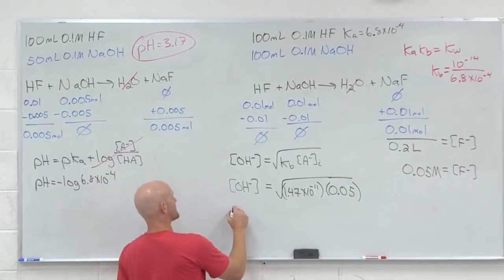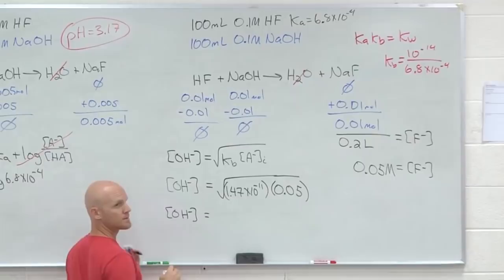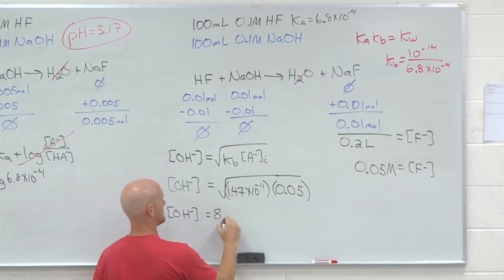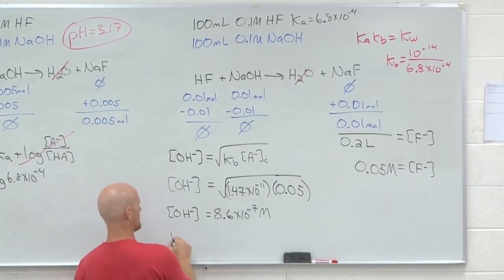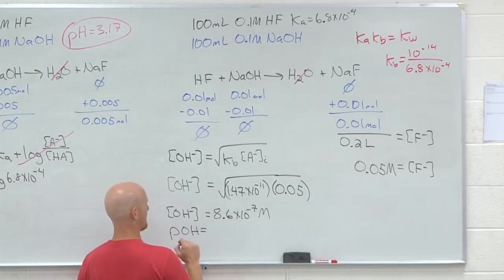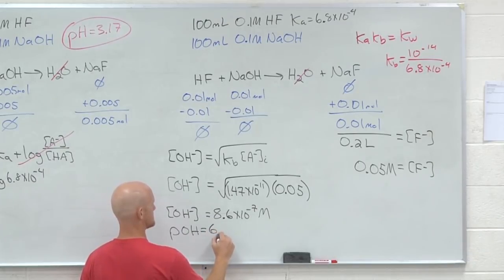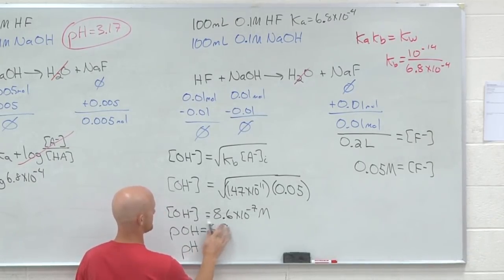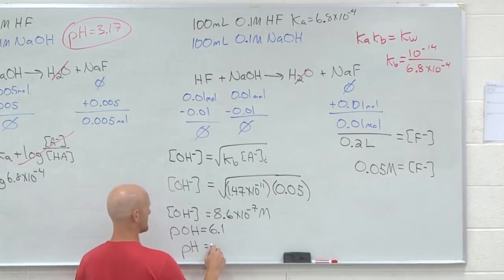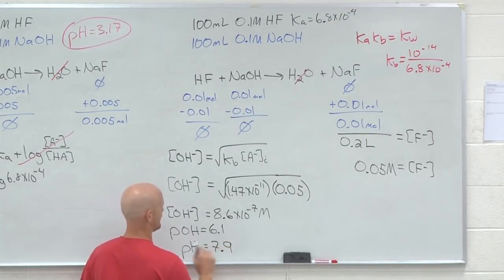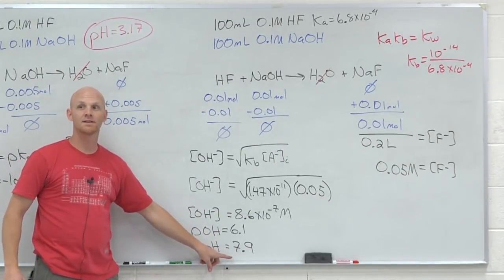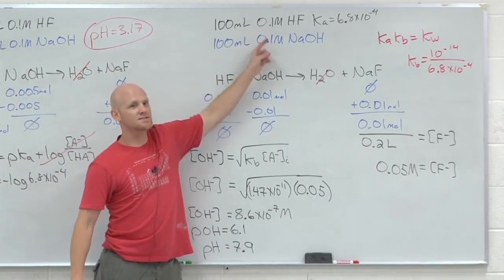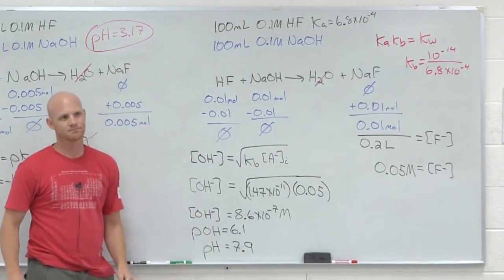So can anybody get me the hydroxide concentration then? And what do I get from here? And so what's the pOH? And so what's the pH? Oops, 6.1, my bad. 6.1, then what's the pH? Awesome. Whoa, 7.9? Does that make sense? Yes, it does. With a weak acid, strong base at the equivalence point, it should be on the basic side of 7. Awesome.